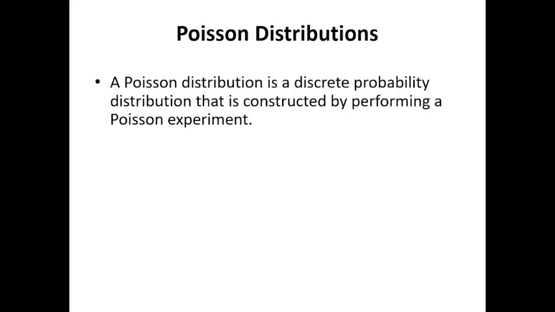A Poisson distribution is a discrete probability distribution, just like the binomial distribution. It is also discrete. It is constructed by performing a Poisson experiment. In the binomial distribution, we perform a binomial experiment. In this topic, Poisson distributions, we perform a Poisson experiment and the Poisson distribution is then constructed.